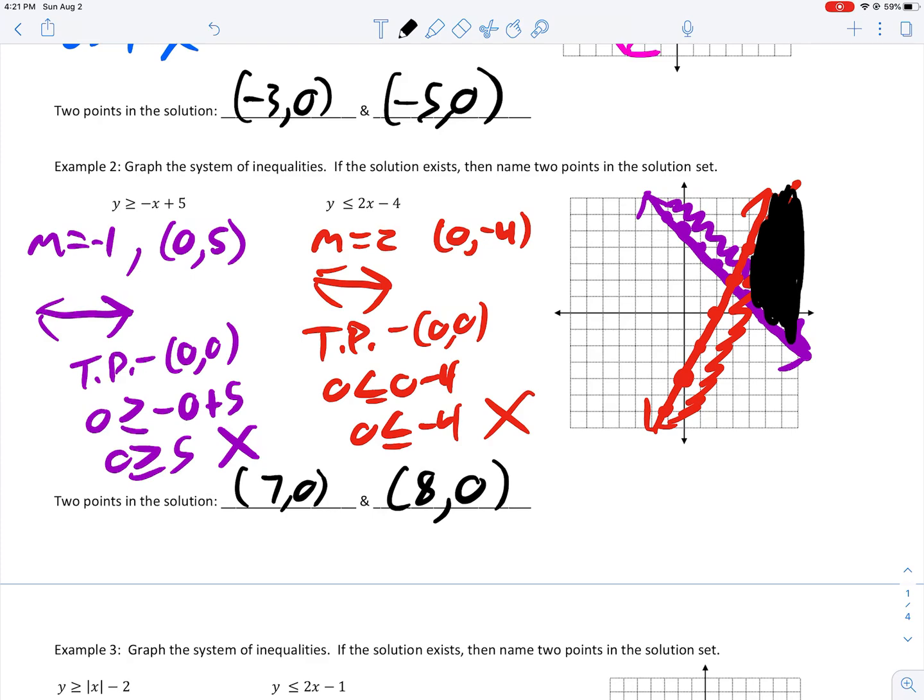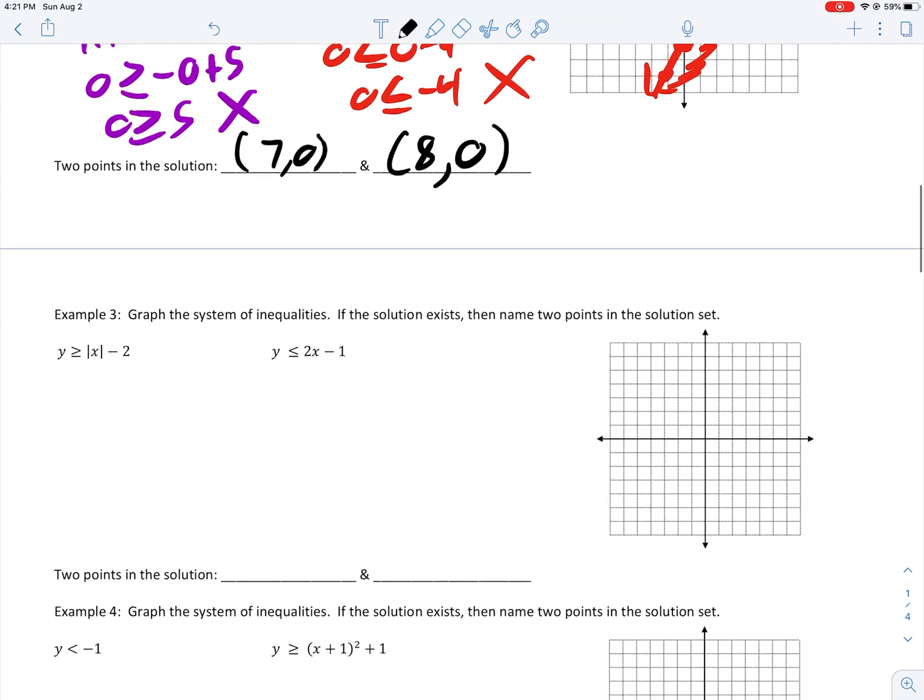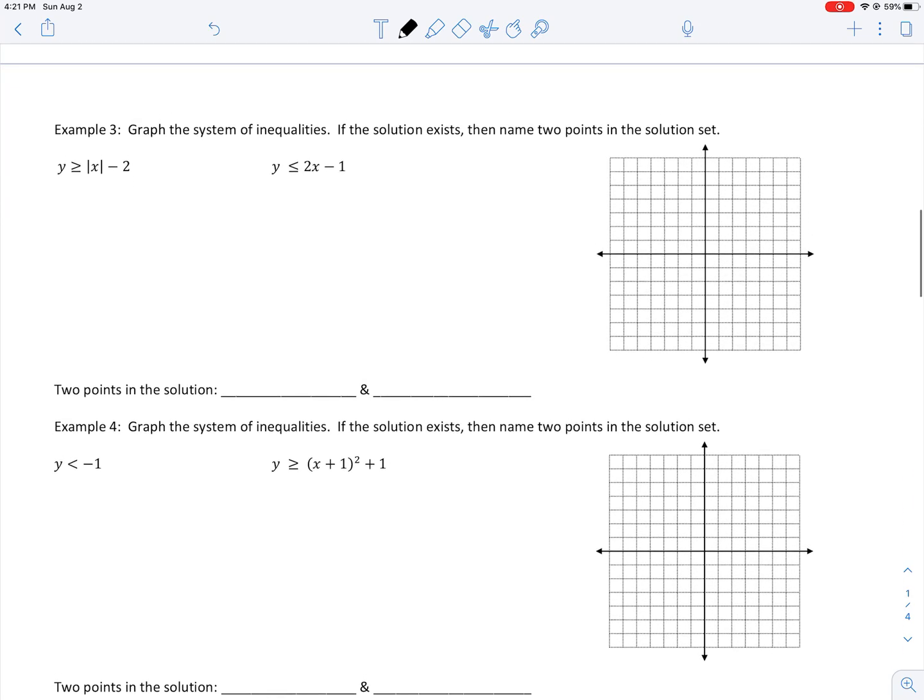So all the graphing we did in Unit 1, the difference here is you have to add solid or dash and then the shading. Other than that, it's the same concepts. So go ahead and flip your notes over.